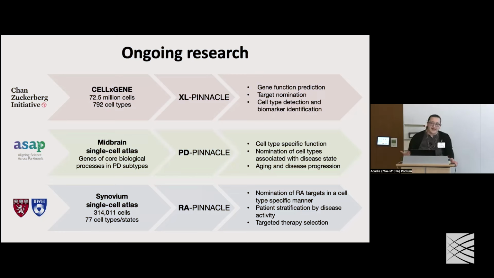So in addition to building XL Pinnacle model, we are also building disease-specific Pinnacle models, specifically PD Pinnacle, which is a version of Pinnacle focusing on Parkinson's disease, where we trained Pinnacle model not on a healthy single cell atlas, but on a midbrain cell atlas that has strong representation of neuronal cell types. And third, RA Pinnacle that's specifically focusing on rheumatoid arthritis that is trained on a synovium single cell atlas with samples collected from patients that have rheumatoid arthritis.